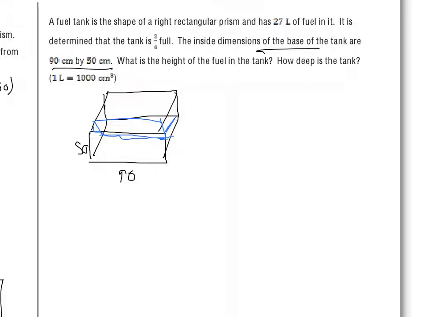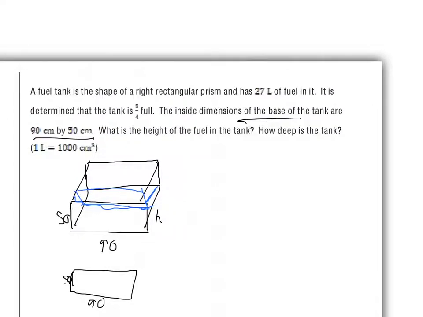So we need to start modeling this with an equation. Alright, so our base is 50 by 90. Our height is unknown. So let's start modeling this. We use our equation. We know the volume of the fuel is equal to the area of the base times the height of the fuel.